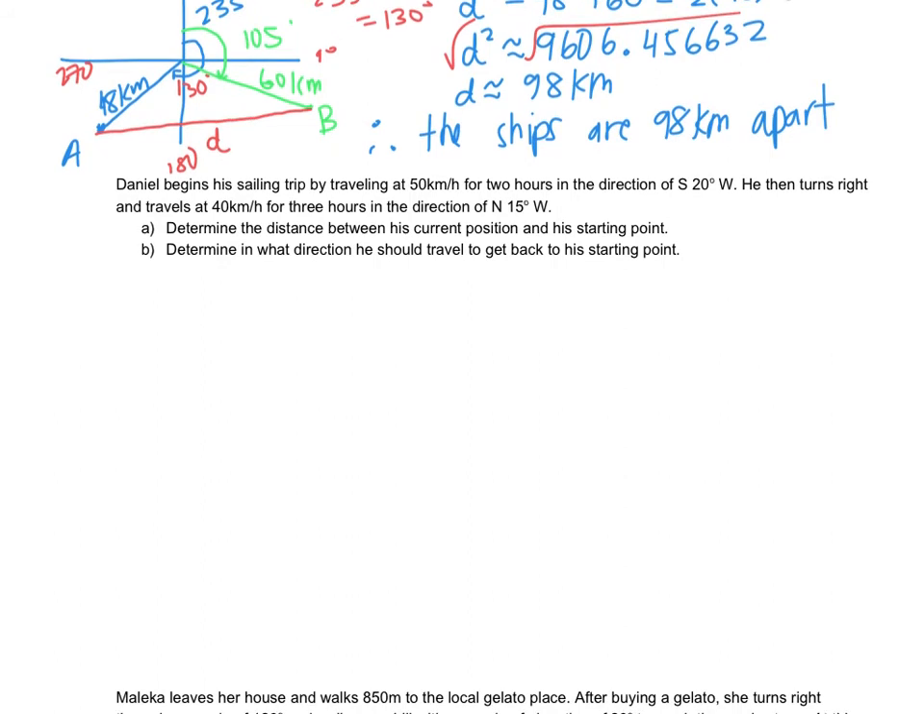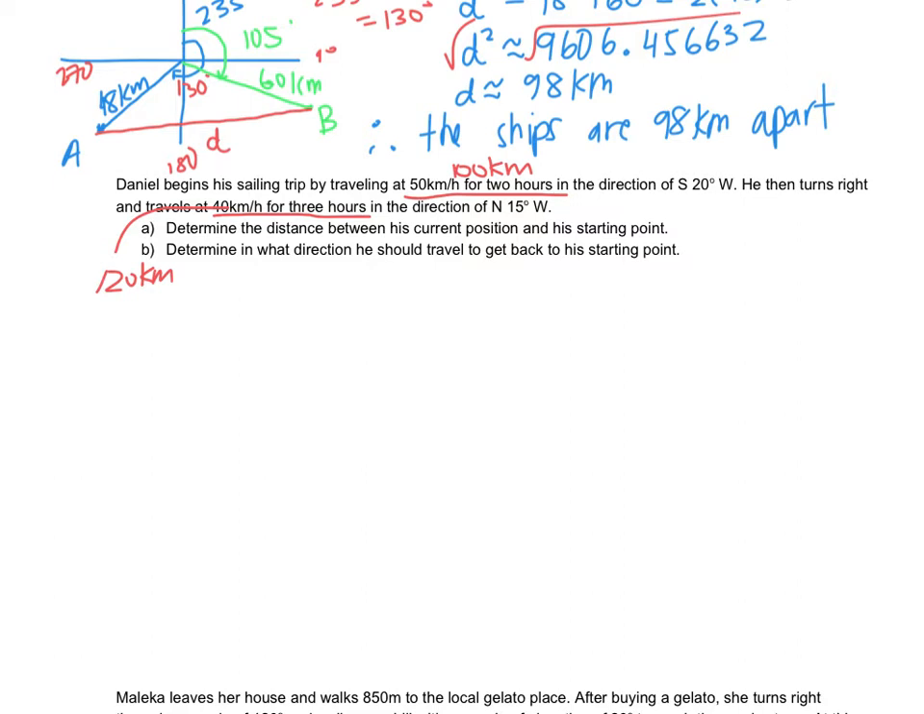All right, our next 2D scenario. Daniel begins his sailing trip by traveling at 50 kilometers per hour for 2 hours in the direction of south 20 degrees west. So 50 kilometers per hour for 2 hours, that's 100 kilometers in total. He then turns right and travels at 40 kilometers per hour for 3 hours in the direction north 15 degrees west. So 40 kilometers for 3 hours, that's 120 kilometers. Just 40 times 3. So let's get a visual going.